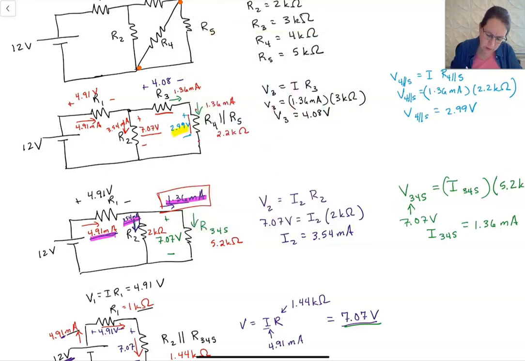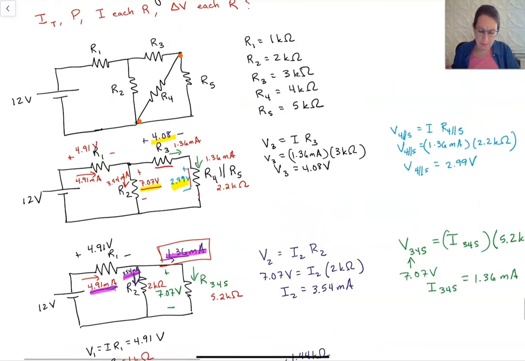So let's make sure. 2.99 volts plus 4.08, we can check. That gives us a 7, carry the 1. So that gives us 7.07. So that is all consistent. Okay. So now we're basically done.